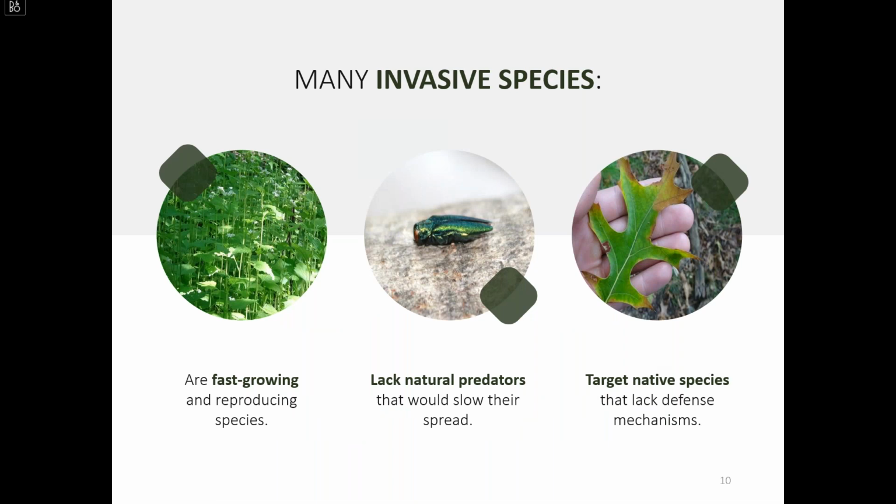Invasive species can often have similar characteristics across different taxa. Some of these characteristics that are wide-reaching across all invasive species include that they're fast-growing and reproduce really quickly. There's a lack of natural predators that would typically inhibit their spread if we were to go to the native range, and we don't see those same predators existing in the introduced range. And they target native species that lack defense mechanisms. And these are just a couple.